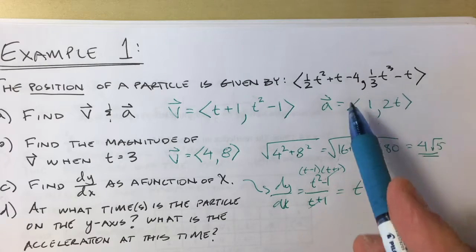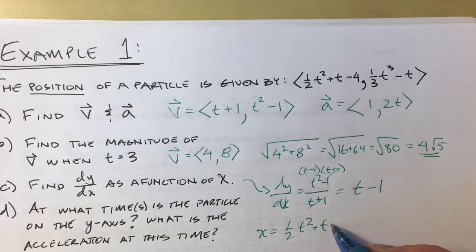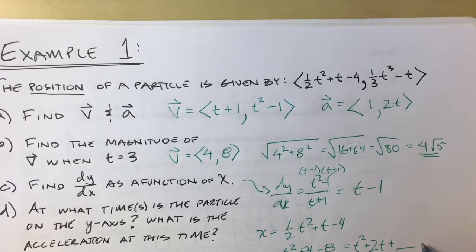So I have to go back up to my original and say, well, okay, if x is equal to 1/2 t squared plus t minus 4, the only way I can get this quadratic simplified down to a single t is if I complete the square. To do that, I need to divide by 1/2, or multiply everything by 2. 2x then is equal to t squared plus 2t minus 8. Then to complete the square, I'm going to rewrite that as t squared plus 2t plus something to complete the square, minus that same something, minus 8.